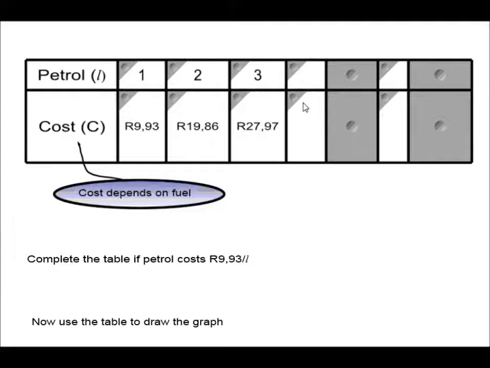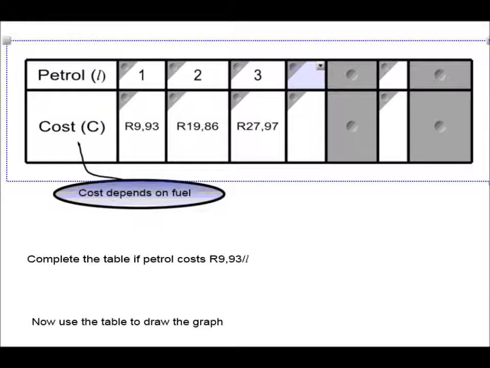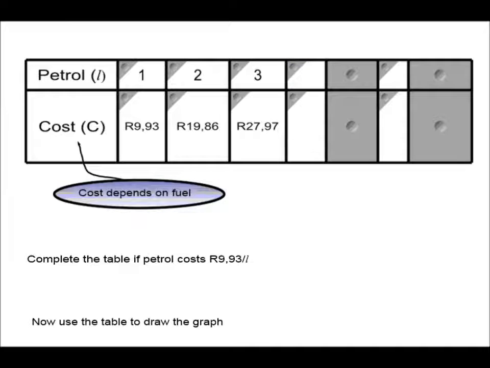Here, the blanks in this table, sometimes they're represented by just 3 little dots next to each other. It means skip a few, and then we have a look. 10, what will 10 liters of fuel cost? Well, that's going to cost R99.30. Skip another few. What does 30 liters of fuel cost? Well, it's going to cost R297.90. Once we've done the table, we're going to use it to draw the graph.